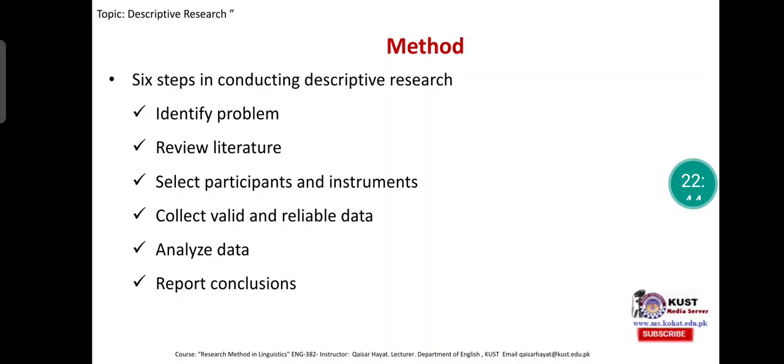Now, you have carried out these stages. You have identified your problem, you have done your literature review, you have selected participants for your research, you have selected an instrument, for example, a questionnaire, etc. You have collected reliable data, and even you have analyzed it. Now, most of the research is done. Now, only the conclusion is left.